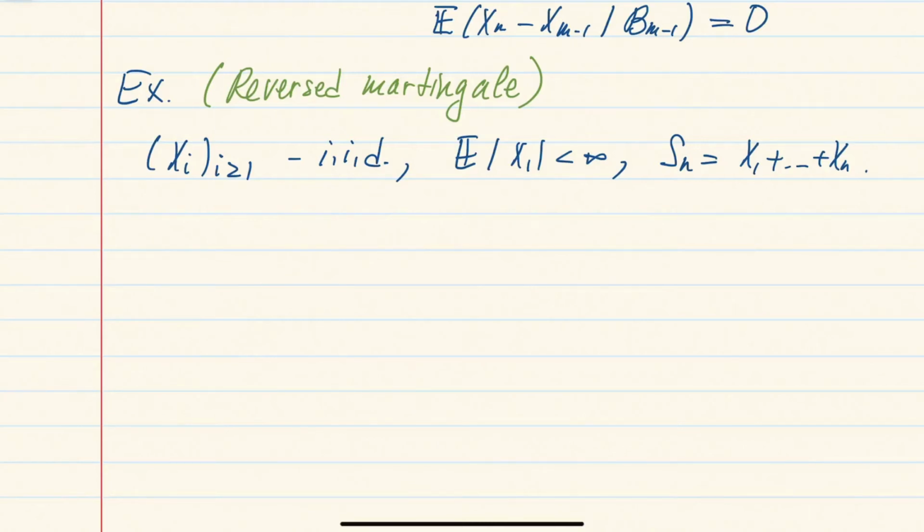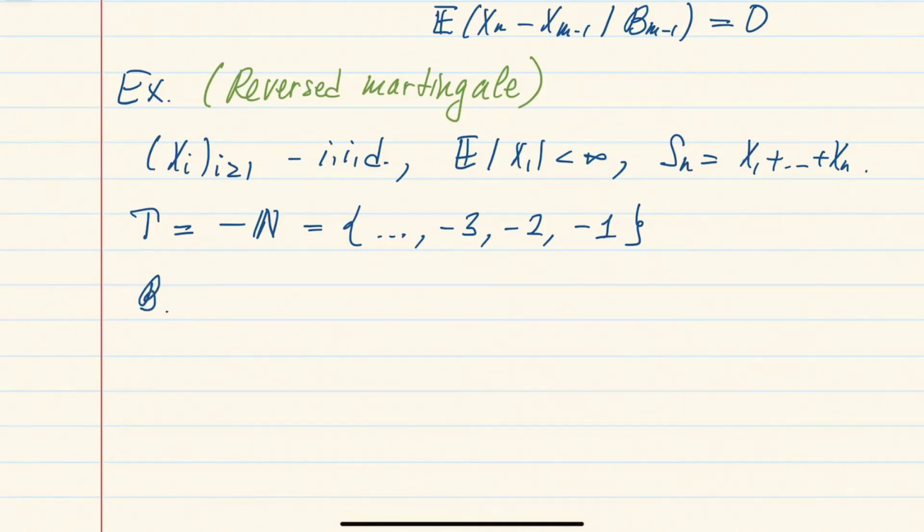So here something really clever is going on in this new construction. In particular, the index set, surprisingly, will not be just our natural numbers from 1 to n and so on. This will actually be minus the natural numbers, so this will be the negative integers ending at -1. And the sigma algebra will be indexed by this negative integer -n.